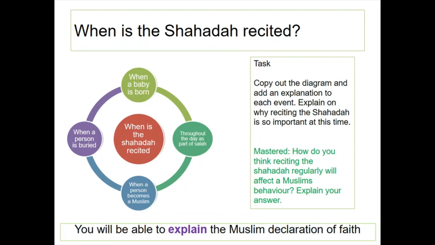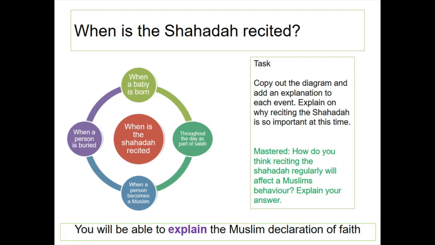Copy that diagram out. Can you add an explanation to each of those 4 points, saying why it is important that the Shahada is recited at this point? Why is it important that it's done when a baby is born? Why is it important to recite during prayer throughout the day? Why is it important that when someone becomes a Muslim and reverts to Islam, they say the Shahada? Why is it important to say it when a person is buried?